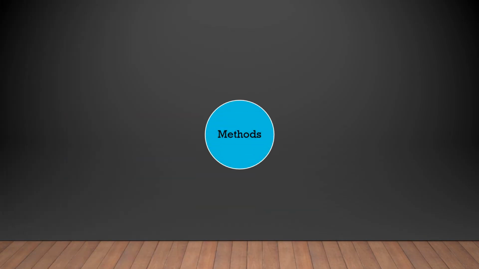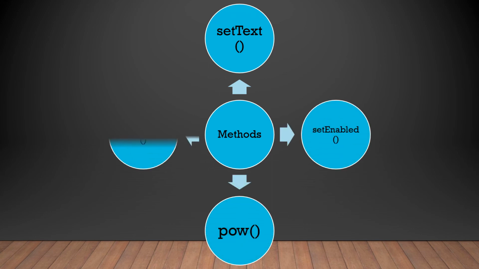Then there will be different methods such as setText, setEnabled, pow, substring. So basically, we have taken different methods in different classes. For example, if we talk about the text field, then it had setText, getText, and many more. So we have different methods for different classes, and the data is actually stored in the object. So we basically use these methods on the objects.